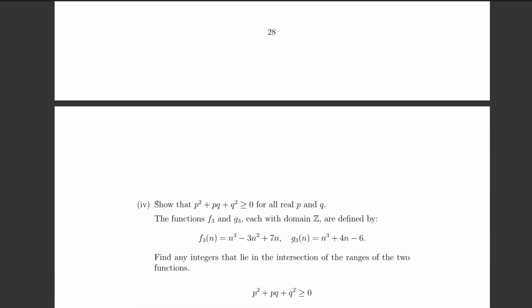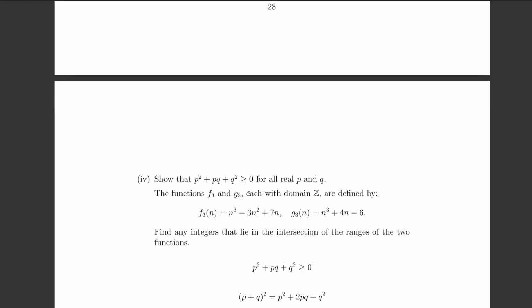Part 4, which is the last part, and typically in STEP questions, it's going to be the hardest part. It asks us to show that this is greater than or equal to 0 for all real numbers p and q. Well, this looks very similar to (p plus q) all squared, which we know is going to be greater than or equal to 0 because it's just a square number.